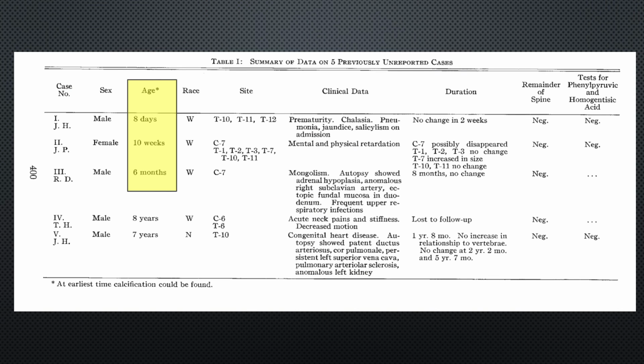And this study looked at some of those cases of intervertebral disc calcification, and look at the age of some of these patients: 8 days old, 10 weeks old, 6 months old. So very young patients can present with these abnormalities as far as intervertebral disc calcifications.